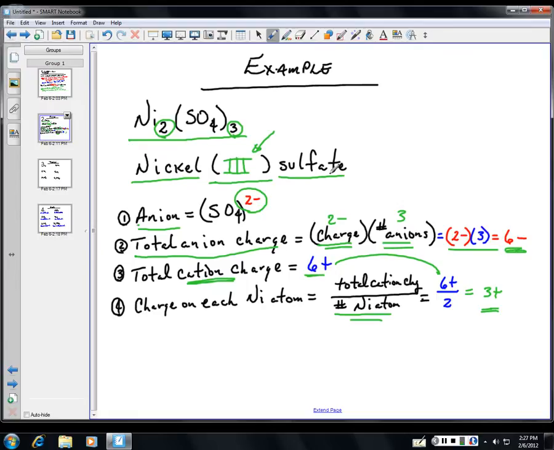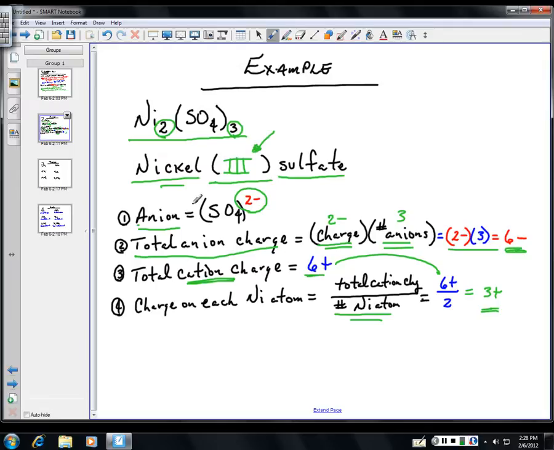I'm going to identify the first element. If it's a metal, I'm going to look for, is it a group 1, 2, or 3 metal? If it's not, I know it's a transition metal or one of those other 5. So I'm going to have to name the metal. I'm going to have to name the anion, and I'm going to have to put the charge on each metal atom in parentheses there. I have to back calculate that charge.